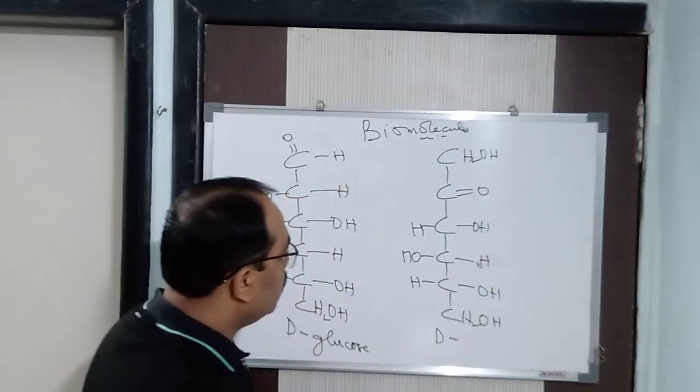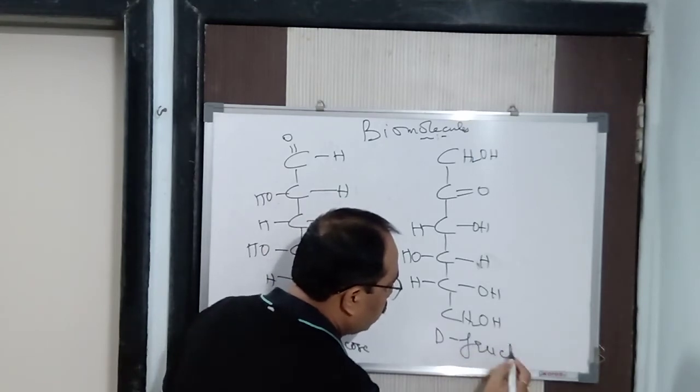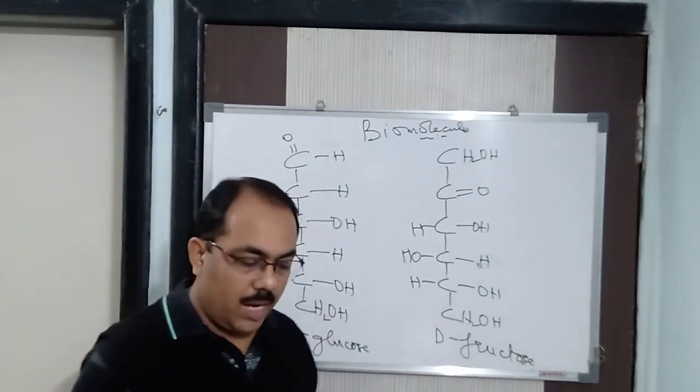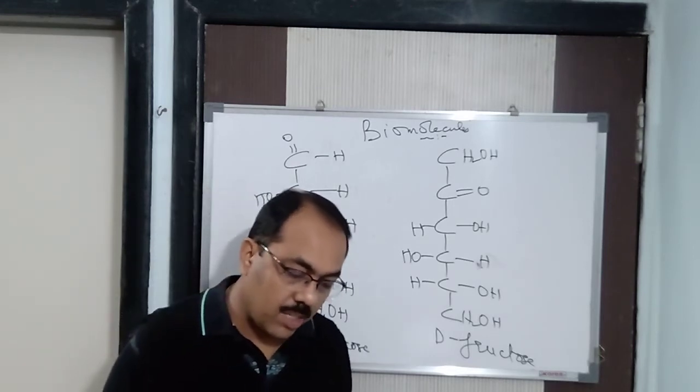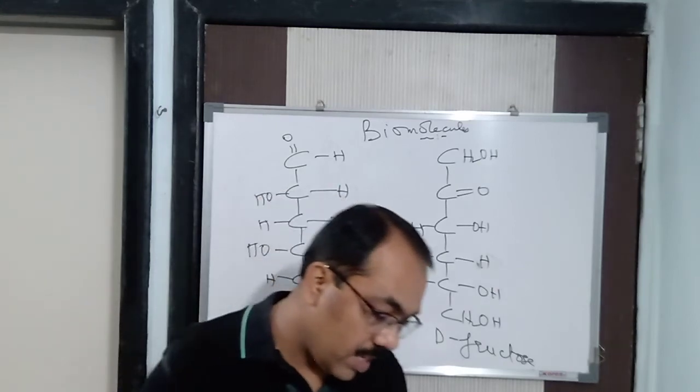See, in this way we got it. This one is D-fructose, or we can put the plus sign also, either D or the plus sign. Got it? Anything you can write in this way, D-glucose or D-fructose, we can say that.